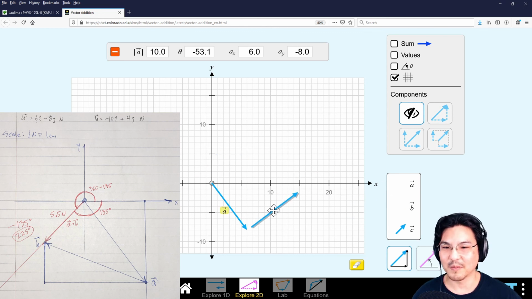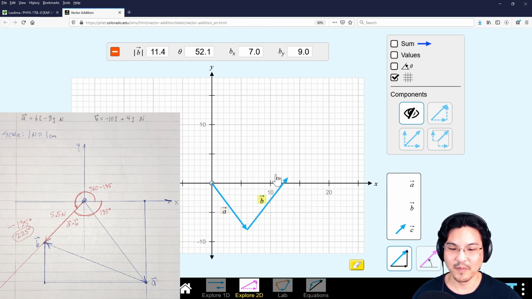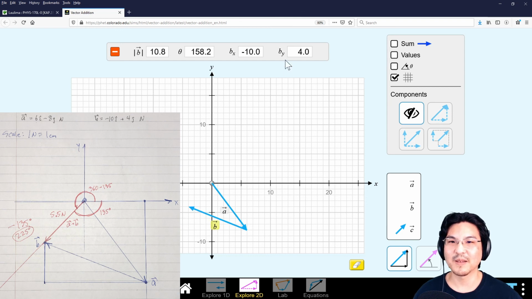So drag this, and then head to tail, right? Minus 10 plus 4. There you go, minus 10 plus 4, and the resultant is right here. The negative 4i, negative 4j, 5.7 the magnitude, angle minus 135.